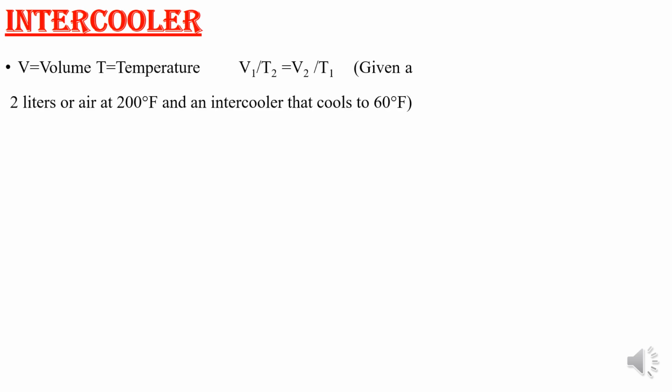The volume is V, T is the temperature, from the perfect gas equation, V1 by T2 is equal to V2 by T1. Now let us consider 2 liters of air at 200 degrees Fahrenheit, and an intercooler that cools it to 60 degrees Fahrenheit.